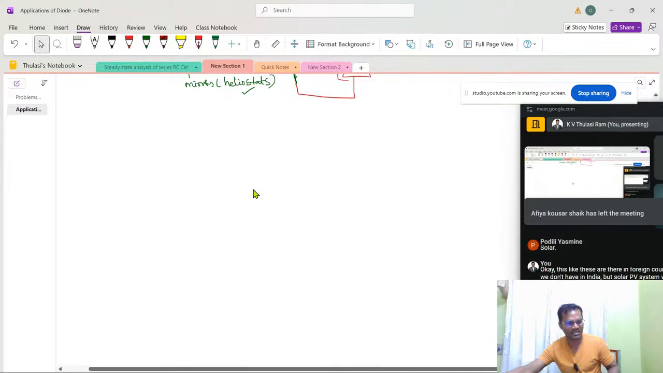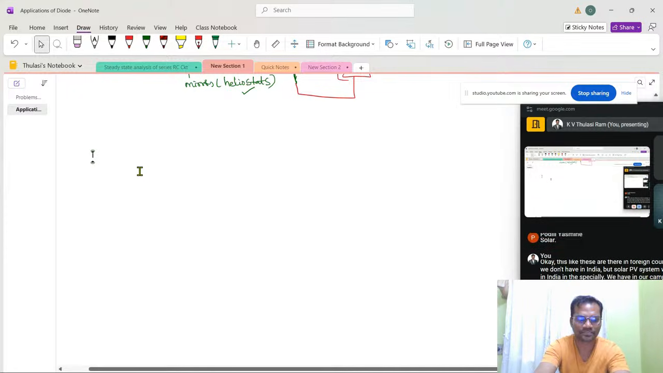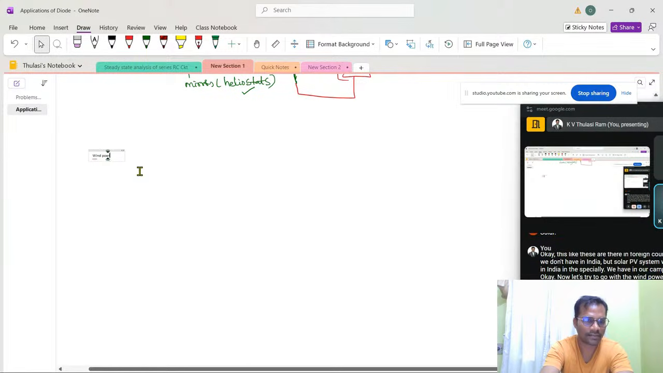Okay, so now let us go with wind power plants. Put the subheading: power generation using wind power plants.